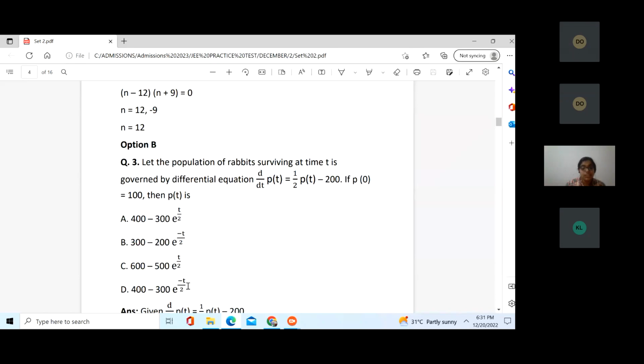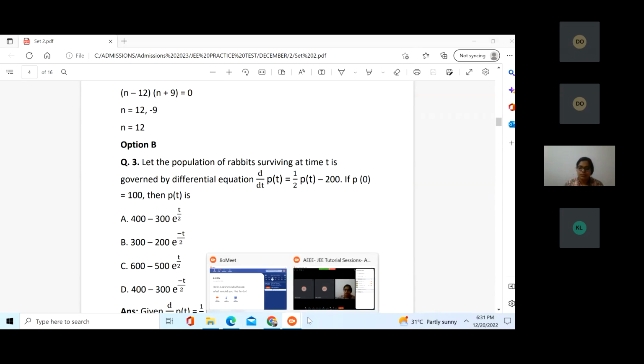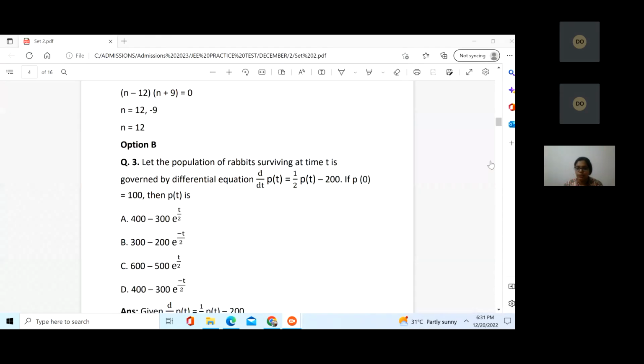In this question, you could see options A and D are somewhat similar. It's just in the sign of minus t by 2 or t by 2. There is a small difference. I'm waiting for you students to complete this question. Think about it: when I have this given in the question, how am I going to solve it?